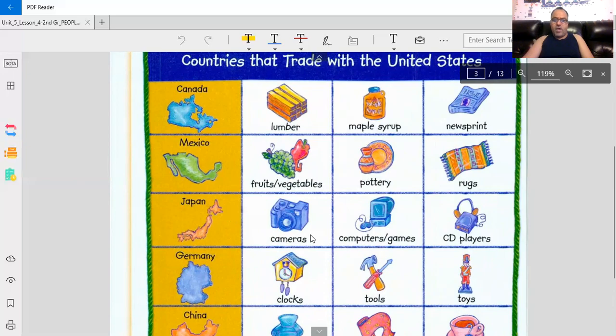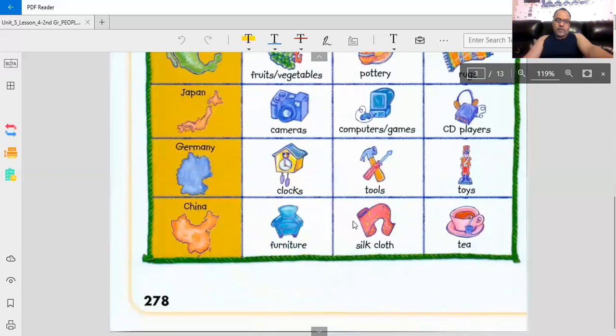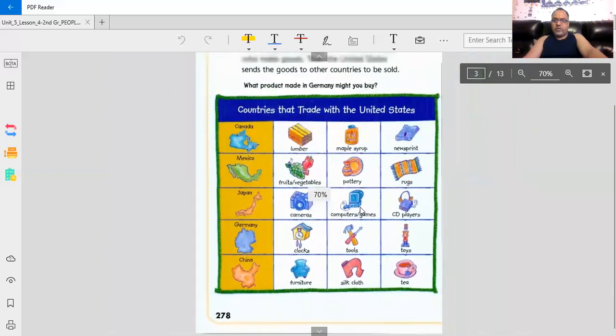Japan, they make cameras, computer games, and CD players. CD players. This must be an old book because we don't use CD players anymore. Now we use music players such as our phones, or we don't even use those anymore. We just stream music online. Germany, they make clocks, tools, and toys. In China, they make furniture, silk, clothes, and tea. Those are just a few items that we trade with other countries.